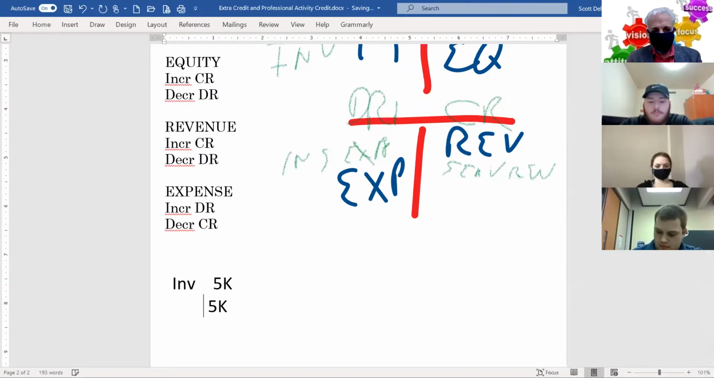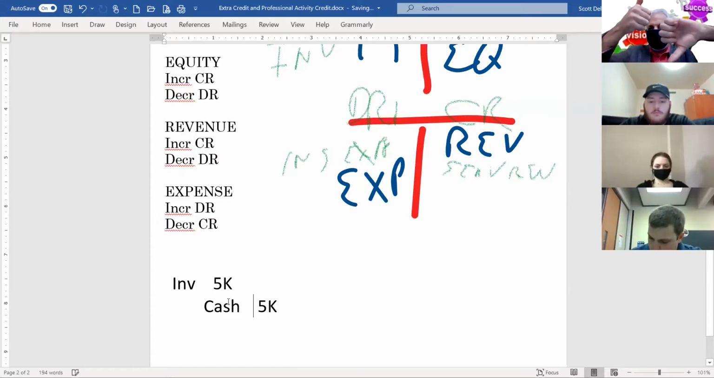What are we crediting? Well, we've got a couple of options. We might pay cash for it. So inventory is going up, cash is going down. One asset went up, one asset went down. Our net effect on assets is zip.